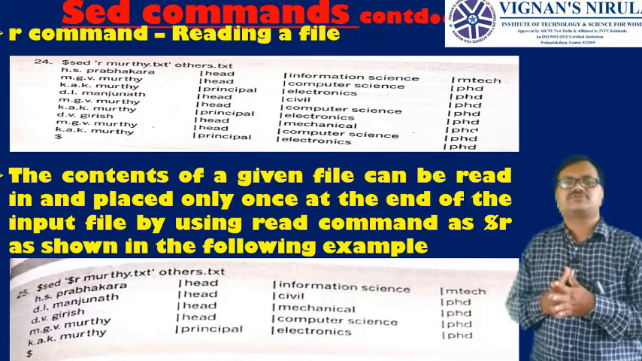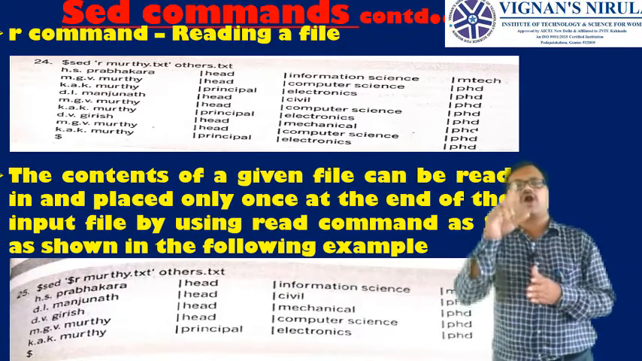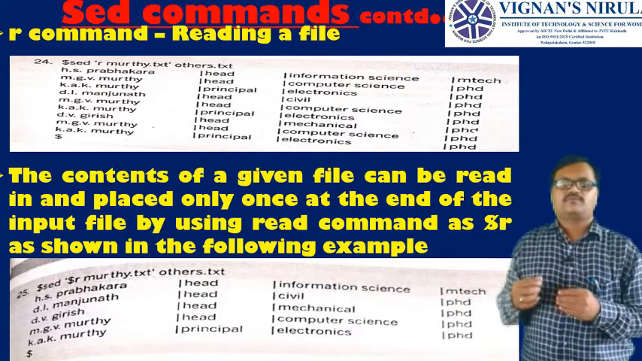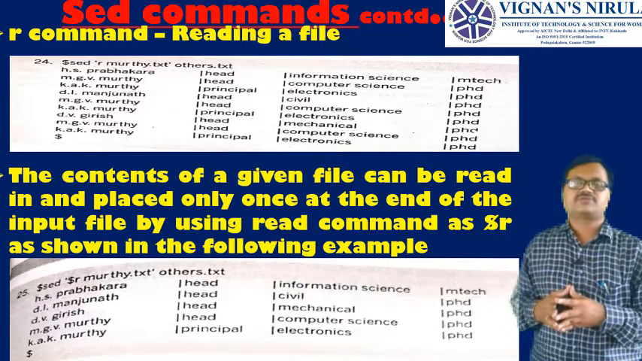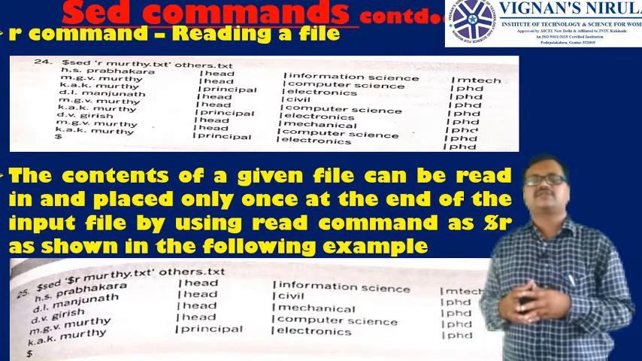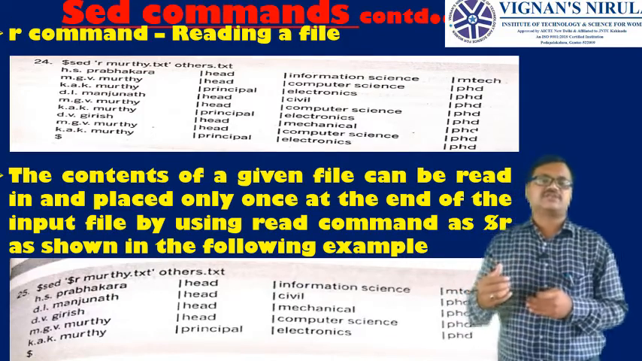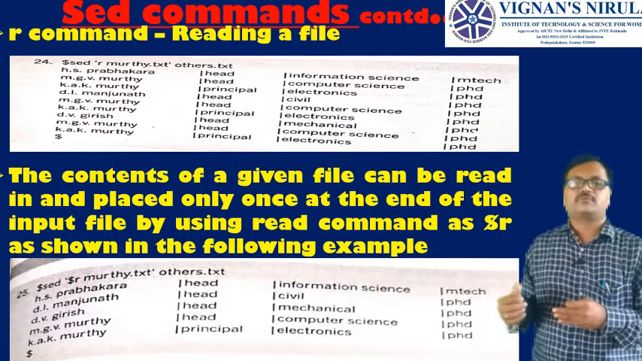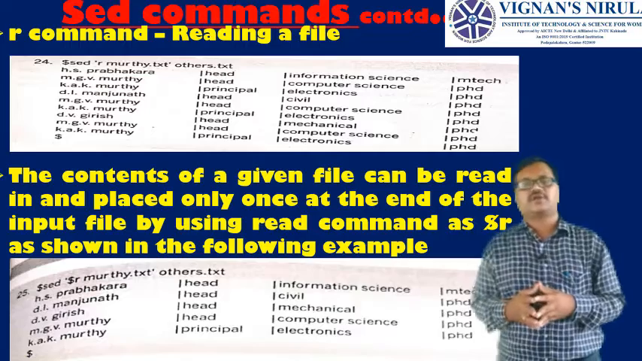So how to avoid this distortion? To avoid this, you will give $R, that is SCD space $R space murthy.txt space others.txt. By doing like this, first the others.txt data, that is HS Prabhakara, DL Manjunath and DV Girish, will get printed, and then after that MGU Murthy and KK Murthy data gets printed. So this is about the R command.